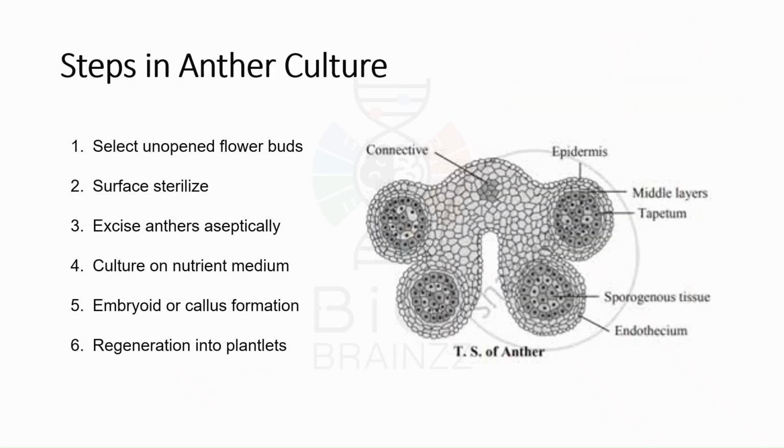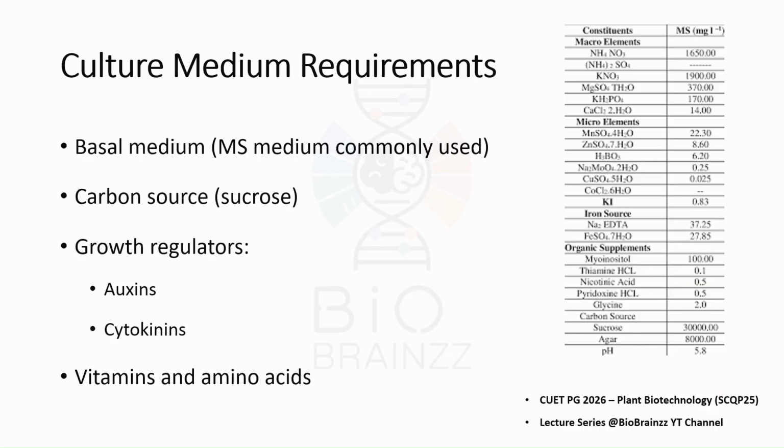Steps in anther culture. Unopened flower buds are selected to ensure microspores are at the correct stage of development. The anthers are carefully removed and cultured on nutrient medium under sterile conditions. Embryos or callus develop within the medium and are later transferred for regeneration into complete plants. Proper environmental conditions are essential throughout the process.